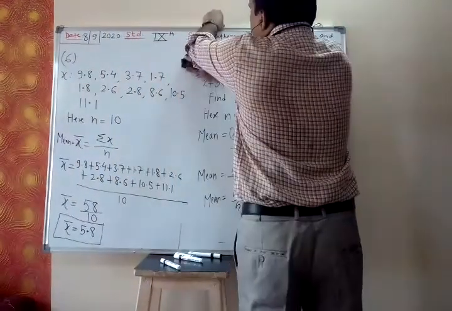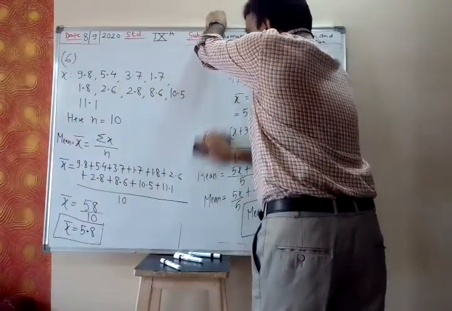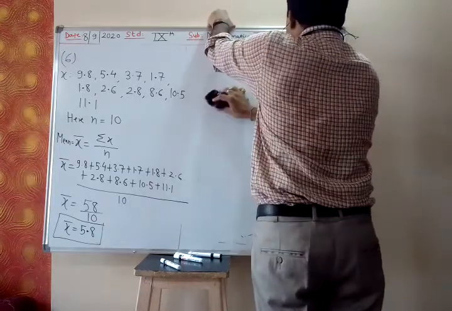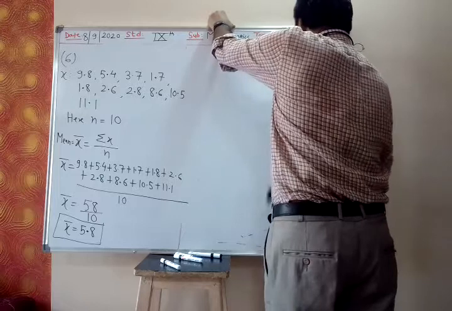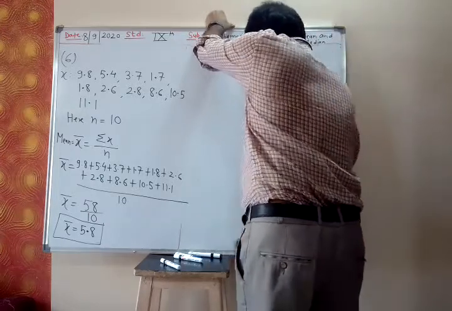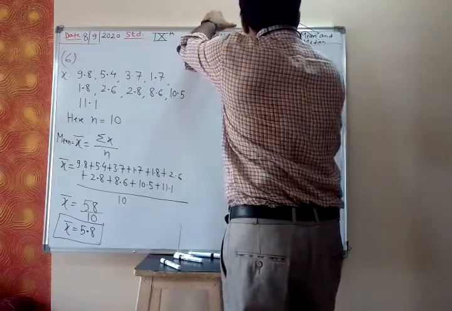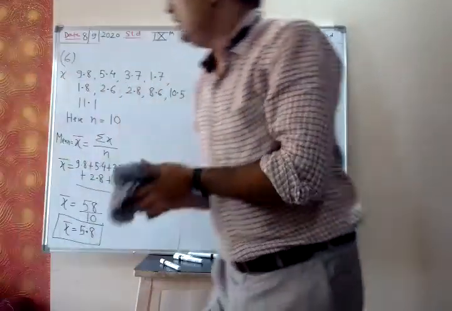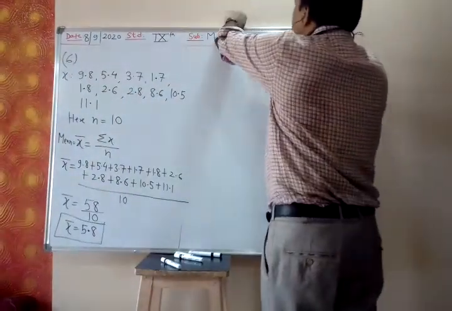Find the value of summation of x minus x bar. Find the value of summation of x minus x bar. So for this you have to make the table.